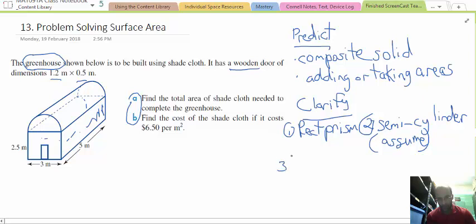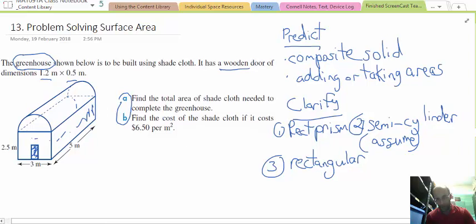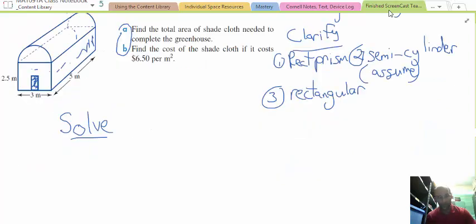And what else do we have here? We have a wooden door. Now the wooden door, I'm pretty safe in assuming that that's not going to have any shade cloth on it. So the door is a rectangle. Okay, it's a rectangular area which will then affect the surface area. Okay, so let's scroll a bit there. So I think I'm ready to start now.